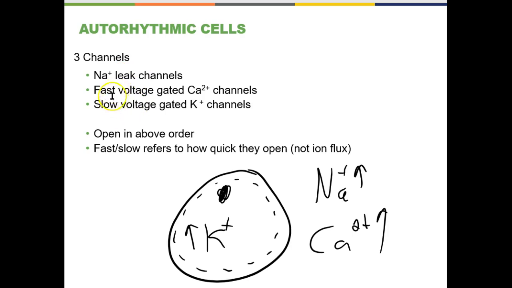Then you have these two voltage-gated channels, fast and slow. The fast and slow do not refer to how quickly ions are flowing, but how quickly these channels respond to changes in voltage. So we're going to get a change in the membrane potential that's caused by the leak channels. The calcium channels are going to open first because they are fast. Then the potassium channels are going to open.